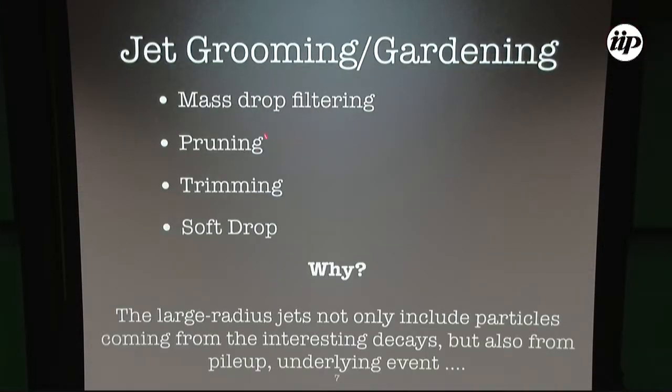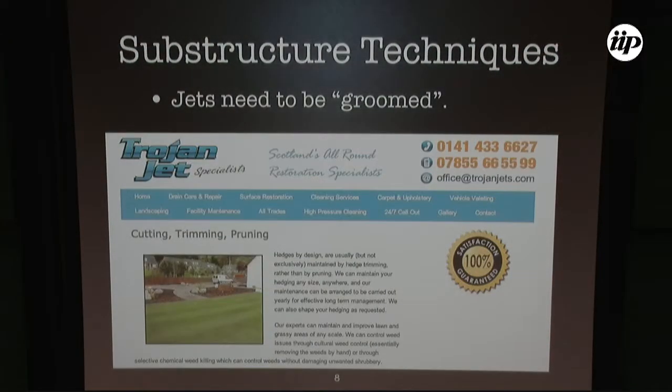So of course, he mentioned the mass drop and the filtering, but there is a bunch of other algorithms: pruning, trimming, and soft drop. Right now, ATLAS uses trimming. CMS was mostly using pruning, but they moved more to soft drop. We may be moving to soft drop in ATLAS as well. And whenever I think of this, I remember this ad from Glasgow because I was in Glasgow for a while, and this is how you clean your garden, essentially. And this is how you clean a jet.